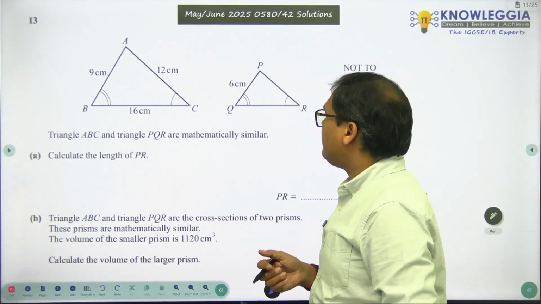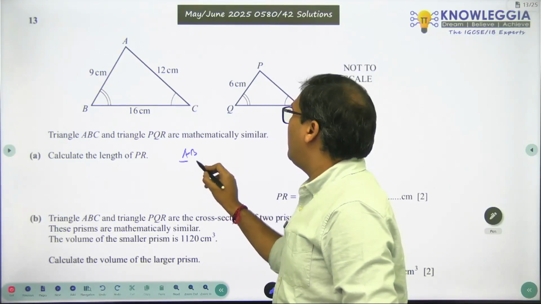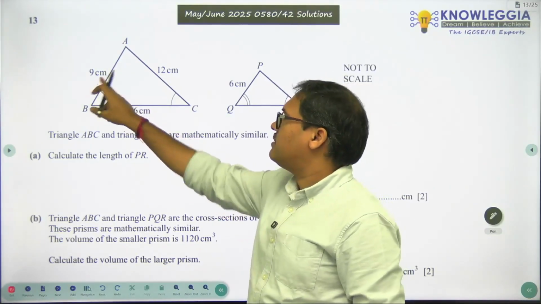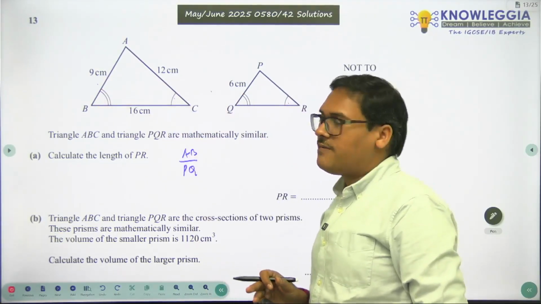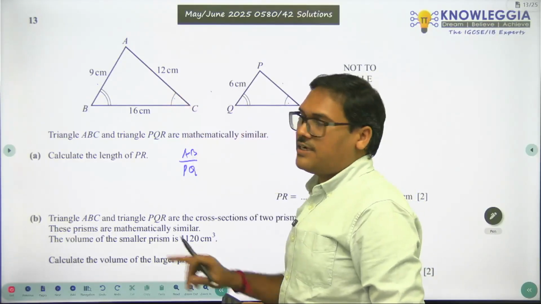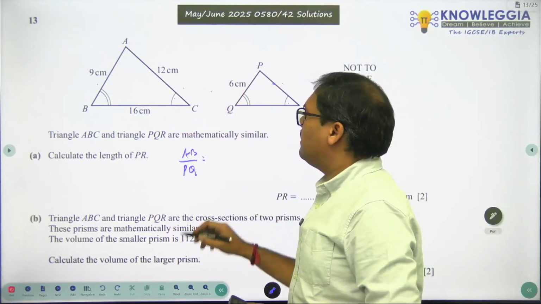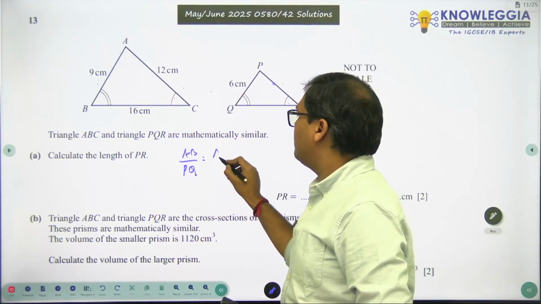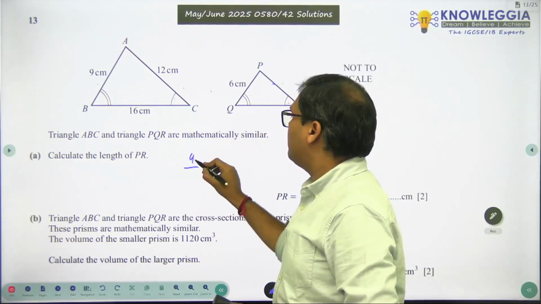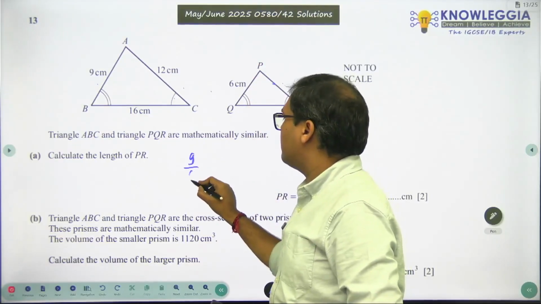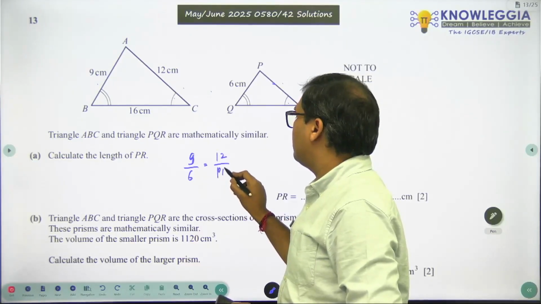So now you see, AB upon PQ. These are the corresponding sides. You can see this and this, because these two angles are equal. So these are the corresponding sides, opposite sides. Now these two are corresponding sides because these two are equal. So AC. Just write the values, and we know the values. This is 9 upon, what is the corresponding length? This is 6, is equal to AC, which is 12 upon PR.